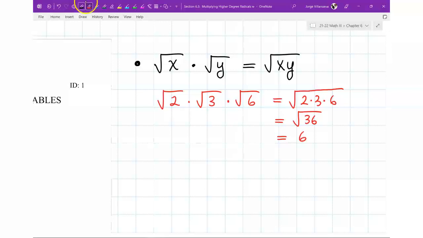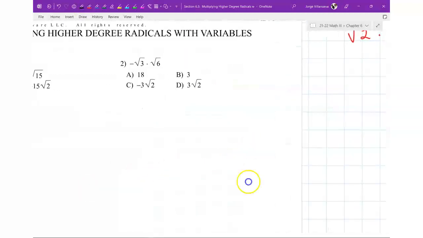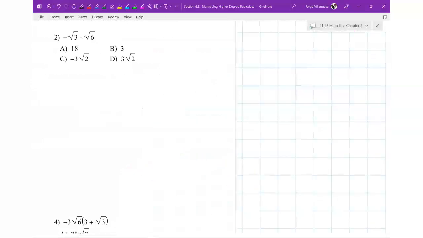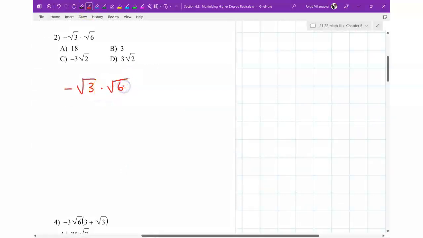So let me show you your homework. You guys have 16 problems, just so you know. So let's start off with number 2 here. We get negative radical 3 times radical 6. So I'm just going to multiply these things. Well, first off, I'm going to look and see if they have square roots, but the square root of 3 doesn't exist, the square root of 6 doesn't exist, so I'm just going to multiply them.